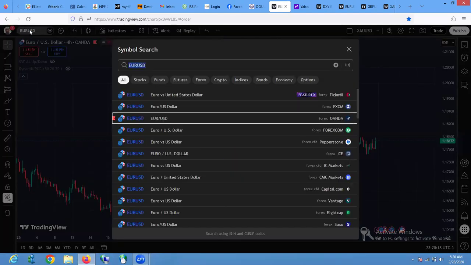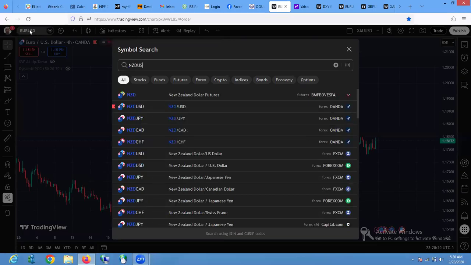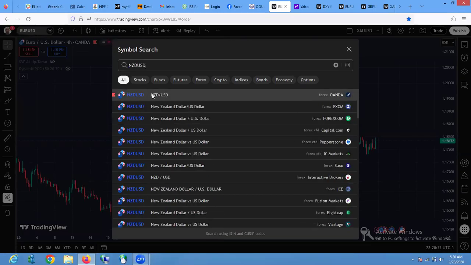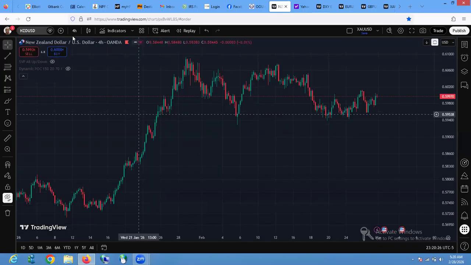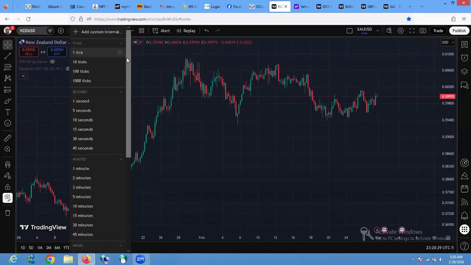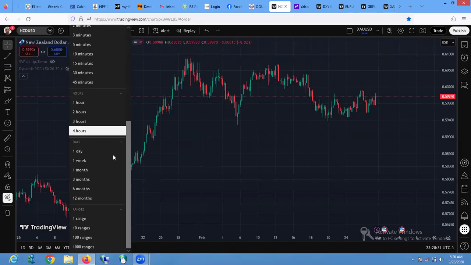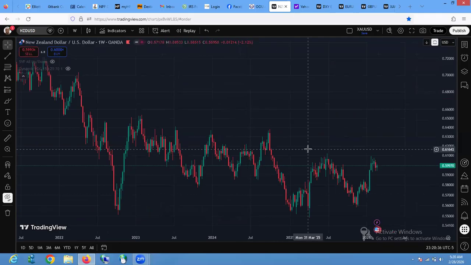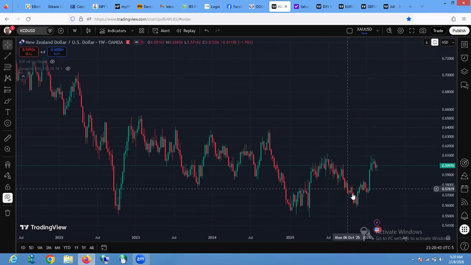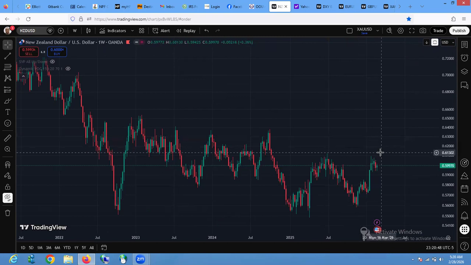NZDUSD. From the higher time frame, we are sure that NZDUSD, if you go to the weekly time frame, is yet to finish its course. So we are seeing this as an A wave, a B wave to the downside, and a possible C wave. The C wave is yet to break this, at least to give us a zigzag.